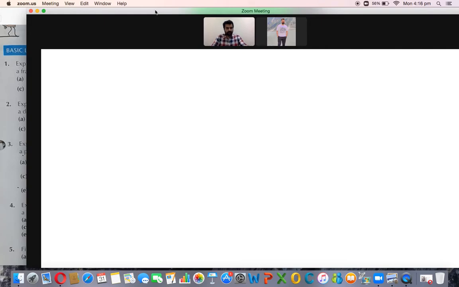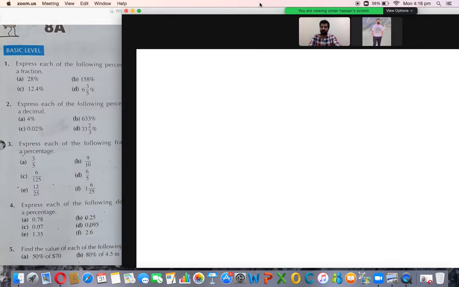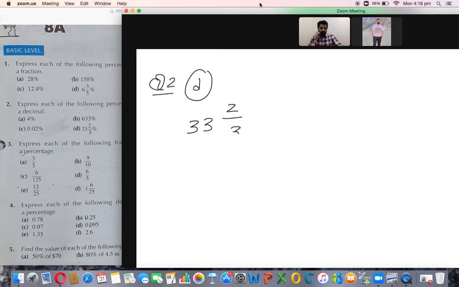The next question from the same exercise, question number 2, part D, is also somewhat like this. That is 33 2 over 3%. Now what about this one? This is a mixed number, a mixed fraction. We have a whole part and we have a fractional part in it. So we are going to convert it into an improper fraction.